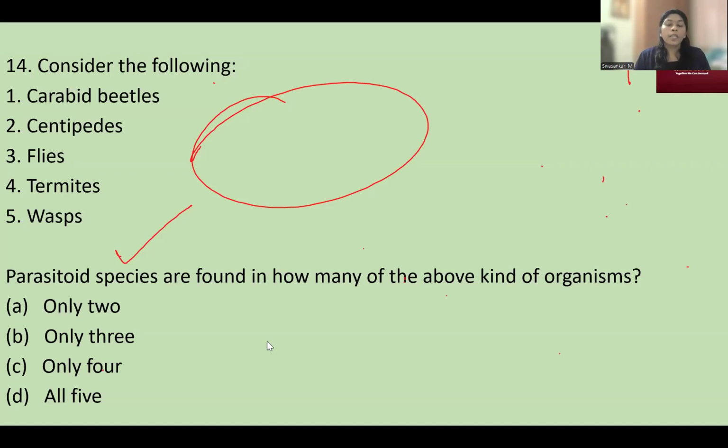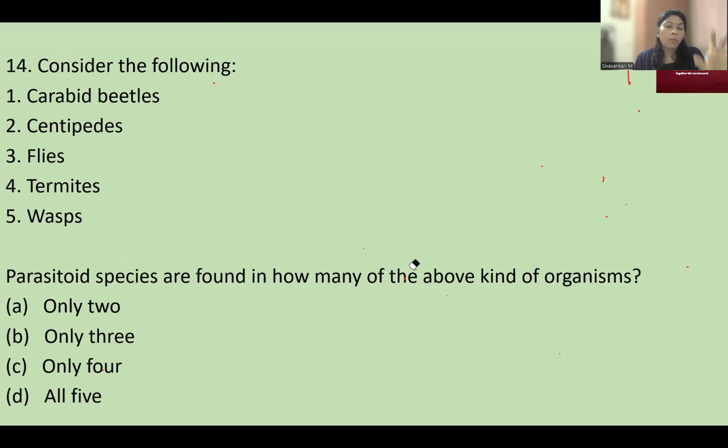Again, interaction unit. See this, a second question from the interaction unit. I don't know how many of you remember, but I told you in the class that from here afterwards, these topics will gain more importance. I don't know for how many years they will hold importance, but as of now it is important. They have asked about parasitoid species. In our book, I have written about parasites and hyperparasites. I have not mentioned parasitoid species. I left it, but now I feel very bad. Because see this: carabid beetles, centipedes, flies, termites, wasps. But in the class, I have mentioned it in some places.